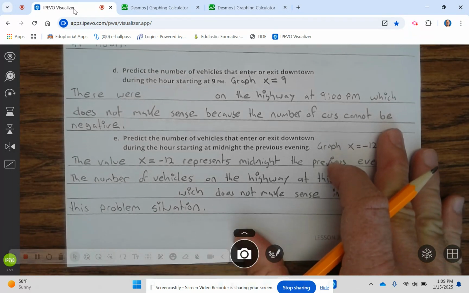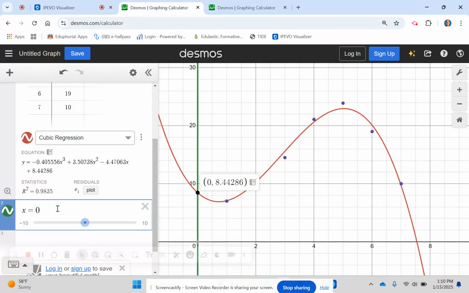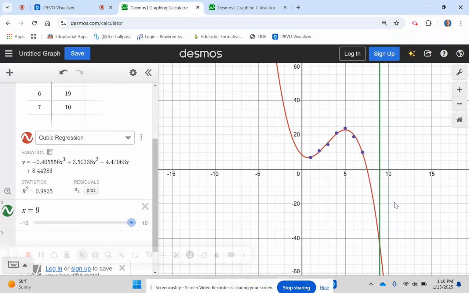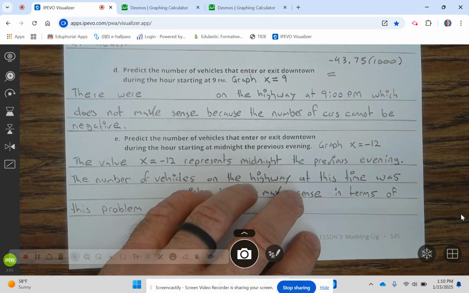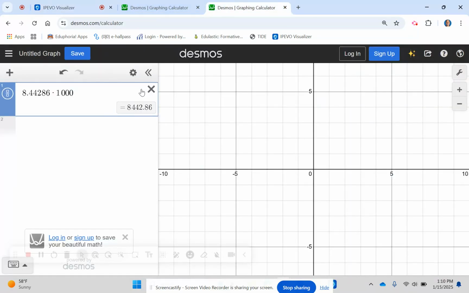All right, let's take a look at D. Predict the number of vehicles that enter or exit downtown during the hour starting at 9 p.m. Graph x equals 9. Okay, so let's go ahead and do that. Change the 0 to 9. I'm going to need to zoom out. All right, so again, we need to multiply negative 43.75 times 1,000. So let's go ahead and do that.